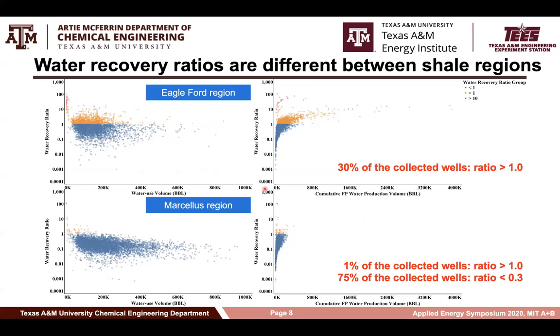On the other hand, we may observe some data points which could be potential outliers. For example, the red circles represent the wells with a water recovery ratio greater than 10. And the reason could be the extremely small water use volume or the relatively large cumulative IP water production volume. Also, there are some extremely low water recovery ratios due to the small cumulative IP water production volume, which could be a result of a short production history.